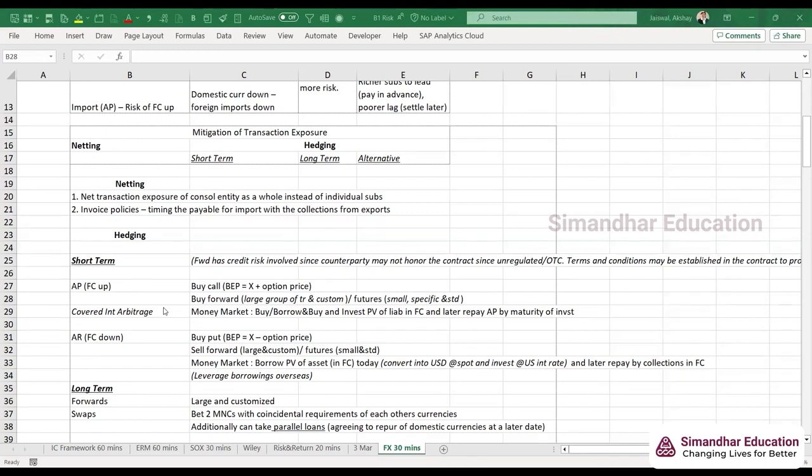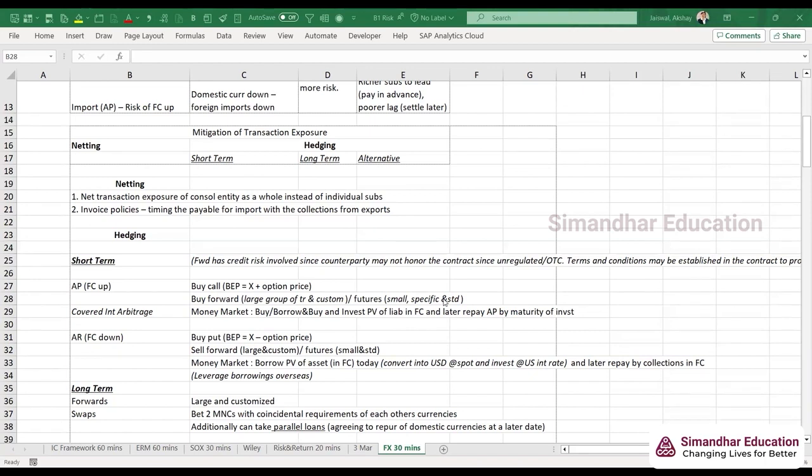since we are going to receive 1 million yen in future, what are we afraid of? Yen going up or yen going down? Correct. So we are afraid of yen going down, right? So if we are afraid of yen going down and we can lock in the rate, then we will not be facing that issue, correct?